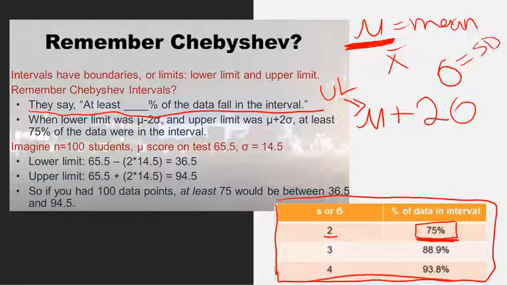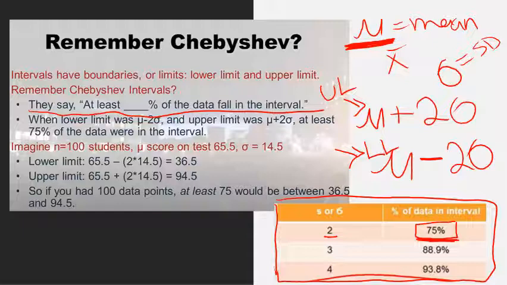If you're going to find your lower limit, you take your mu, which is your mean, and then subtract 2 standard deviations, and that will give you your lower limit.